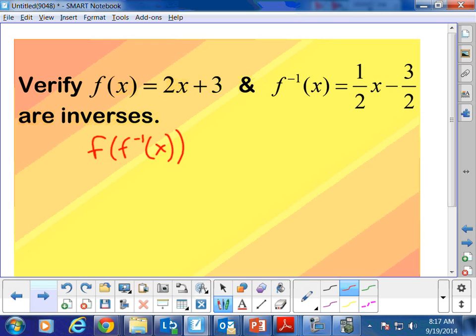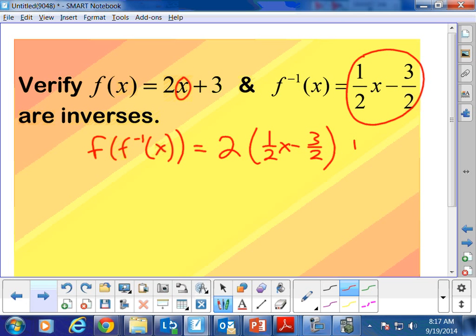And we're going to do the other way around too. So let's start with this one. Now what does this mean? That means I'm going to take this value and substitute it right in here. So I'm going to take 2 times 1/2 x minus 3/2 and add 3.